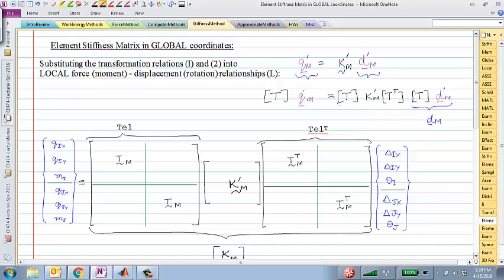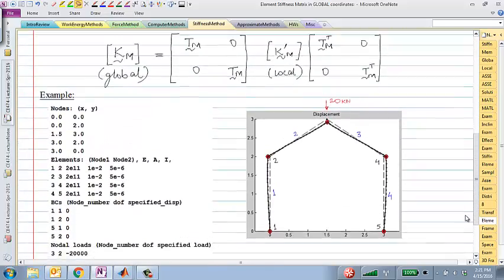For the stiffness matrix, just like the truss problem, we have to do T times Km prime times T transpose. That becomes the element stiffness matrix in the global coordinate system, which now involves 3 matrix multiplications of 6 cross 6. Absolutely nothing that you want to do by hand, right? And finally we have this Qm, which is now the transformed relationship, taking the local coordinate system and expressing that same relationship in a global coordinate system.